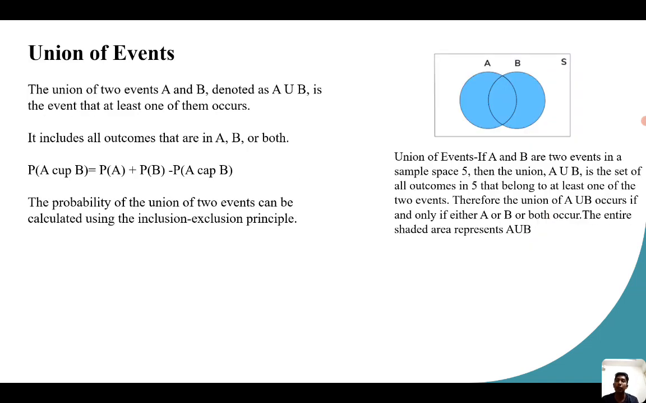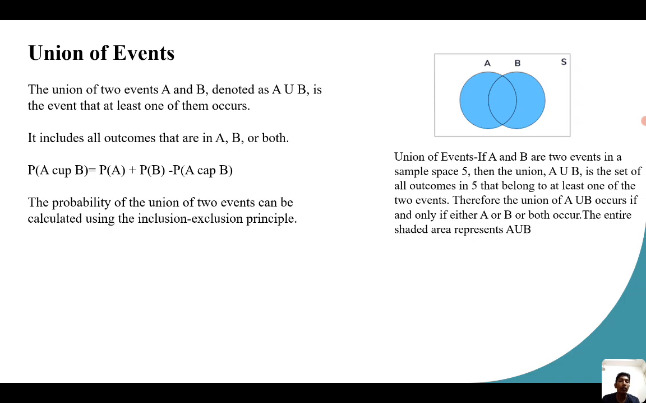Union of events. The union of two events A and B, denoted as A union B, is the event that at least one of them occurs. It includes all outcomes that are in A, B, or both. P of A union B is equal to P of A plus P of B minus P of A intersection B. The probability of the union of two events can be calculated using the inclusion-exclusion principle.